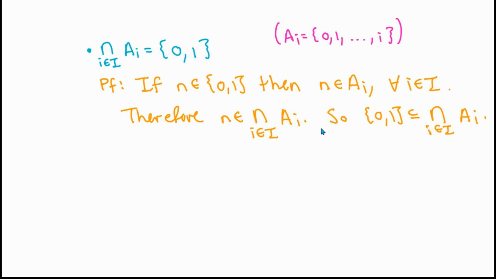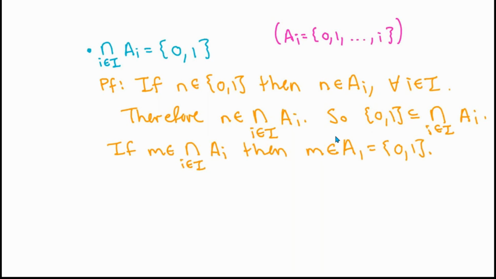And that gives us one inclusion, that the set containing 0 and 1 is a subset of the intersection of the A_i's. To prove the other inclusion, let's suppose that m is an element of the intersection of the A_i's. Then, by the definition of intersection, m has to be in all of the sets A sub i. So in particular, m has to be an element of the set A sub 1.